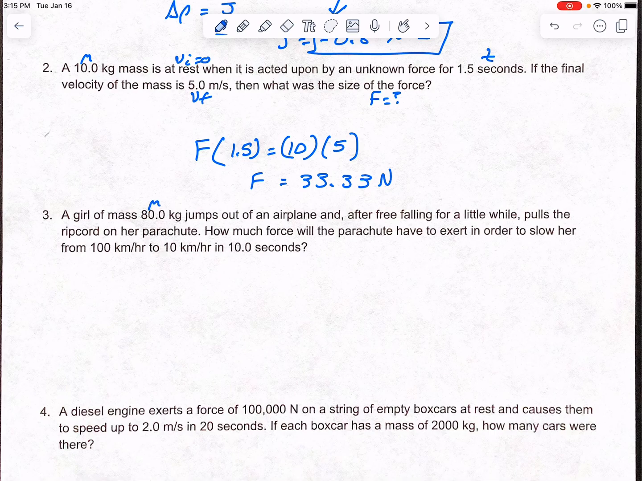Now, number 3, a girl with a mass of 80 kilograms jumps out of an airplane, so there's her mass, and after free falling for a little while, pulls the ripcord on her parachute. How much force, that means you're looking for F, will the parachute have to exert in order to slow her from 100 kilometers per hour to 10 kilometers per hour? So there's your VI, there's your VF.